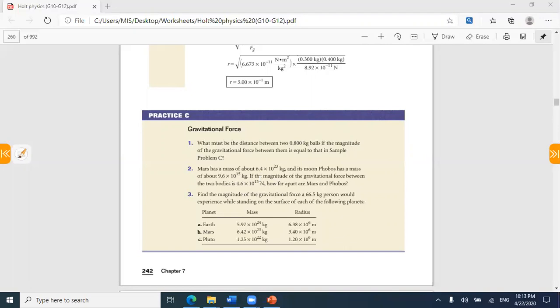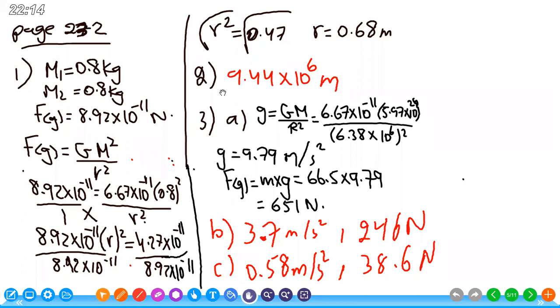So in this case, we are going to use the equation once more: G m1 m2 over r squared. We have everything for the calculation. And here is the answer. It is going to be 9.44 times 10 to the 6 meters. You can do it yourself.